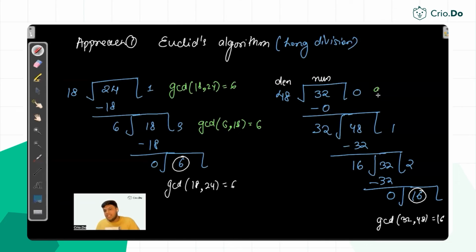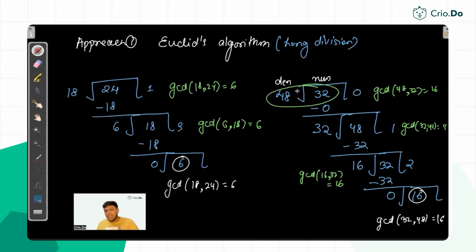What about this? GCD of 48, 32, as calculated, is 16. What about 32, 48? It is also 16. What about 16, 32? This is also 16. And what about the last number? Obviously, in that case, we can't divide. So every time it is 16. If we take the GCD of any of these pairs, it gives the same number, 16. So the answer of this division is the same as the answer of this division, or you can say the GCD of this is the same as the GCD of this, is the same as the GCD of this.